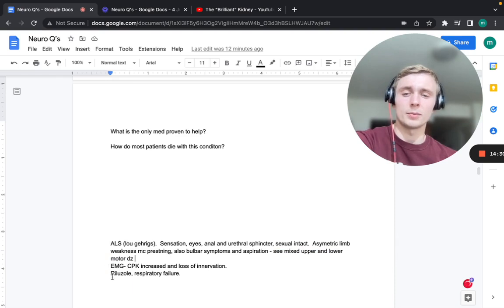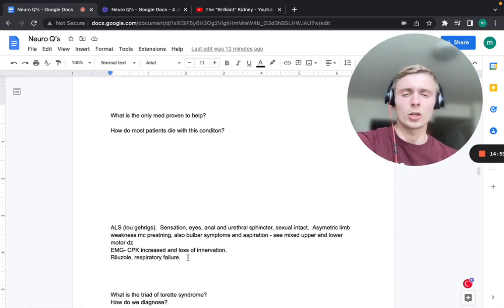The med proven to help is riluzole, and it accordingly helps by 6 months. And EMG is the definitive diagnosis. We can see an elevated CPK also in labs, but EMG is going to show a loss of innervation. And respiratory failure is how they die. So the diaphragm is a muscle after all. So if they're having motor neuron disease, respiratory failure. Or it could also be from aspiration pneumonia, because they can't really cough it up.